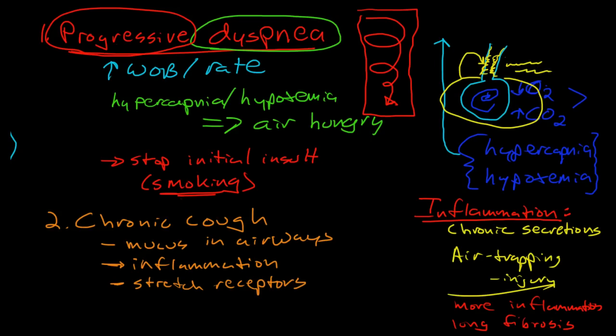Okay. And then the third element that sort of completes the picture is a history of chronic tobacco use, and I talked about that above.